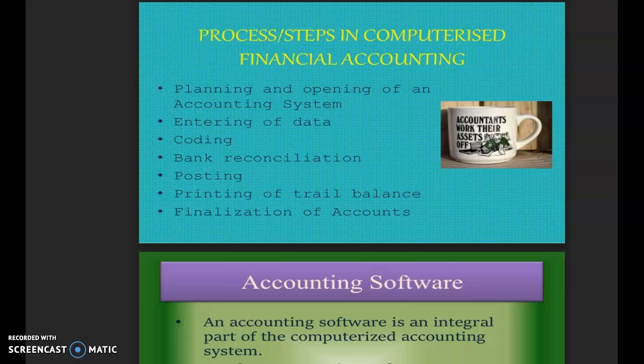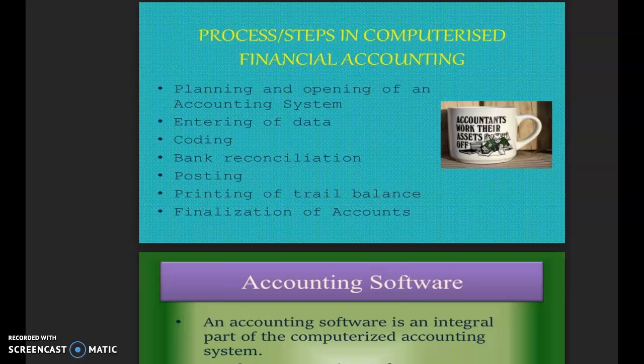But under the computerized financial accounting system, all this is to be done through the computer, except the first two steps where you have to plan and open or set up a computerized accounting system. You have to enter the data, and then automatically the rest of the work will be done by the computer, but under the supervision of an intelligent computer operator or accountant who knows the basic accounting principles, concepts, conventions, on the basis of which the transactions are being recorded.